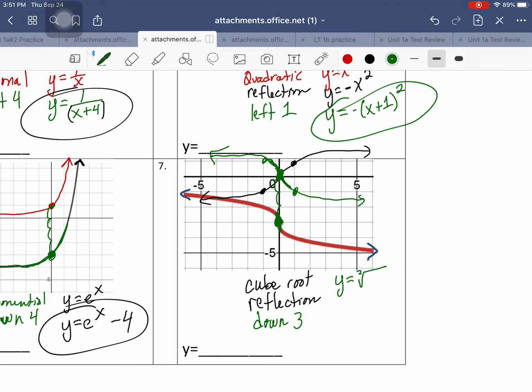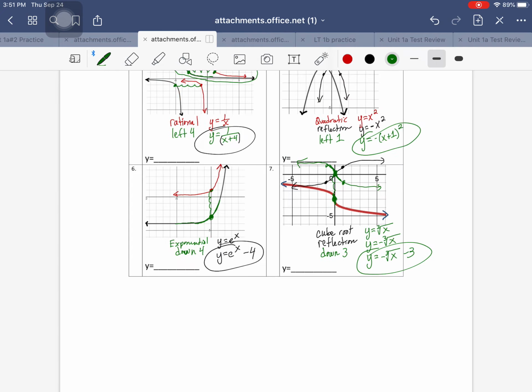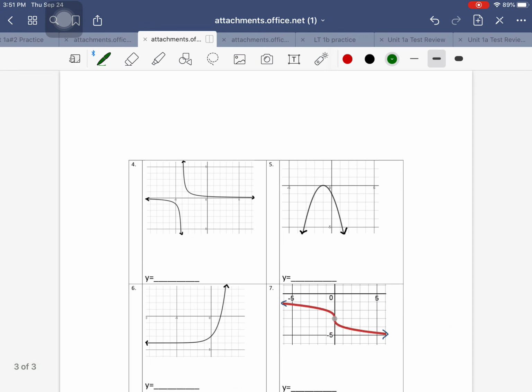Now let's build the equation. Cube root function, like a square root, but a tiny little 3 there. Reflection, put a negative after the equal sign. And down 3, so we have a negative, which is the reflection. And down 3 on the outside, and there's your equation.